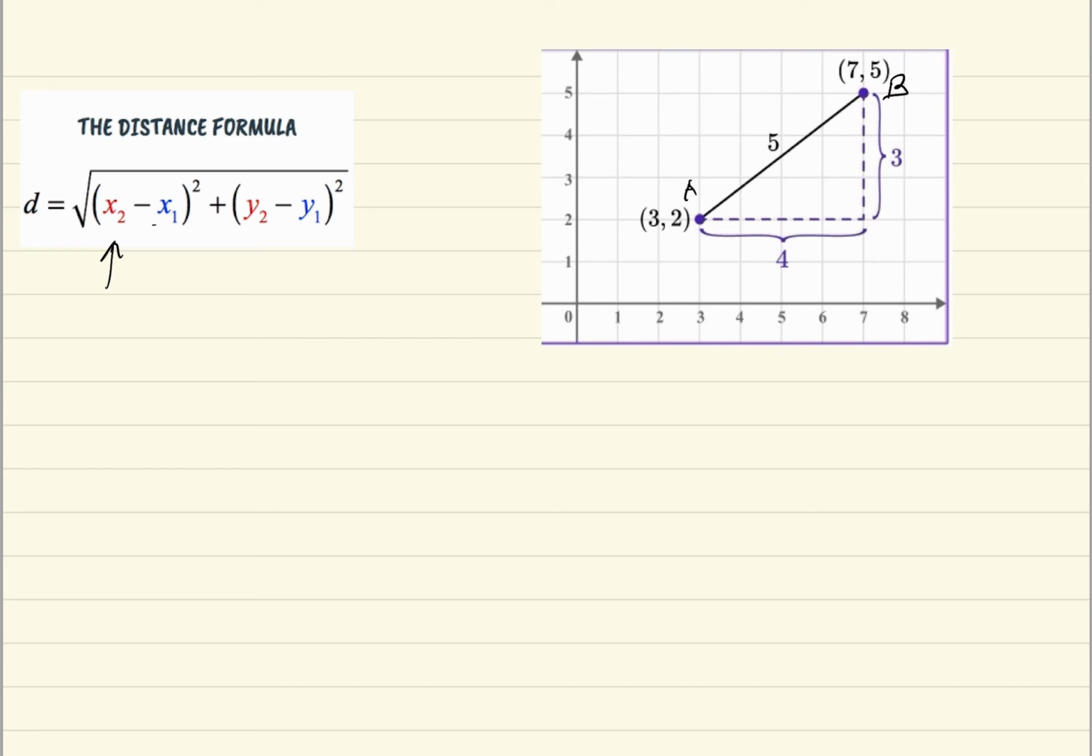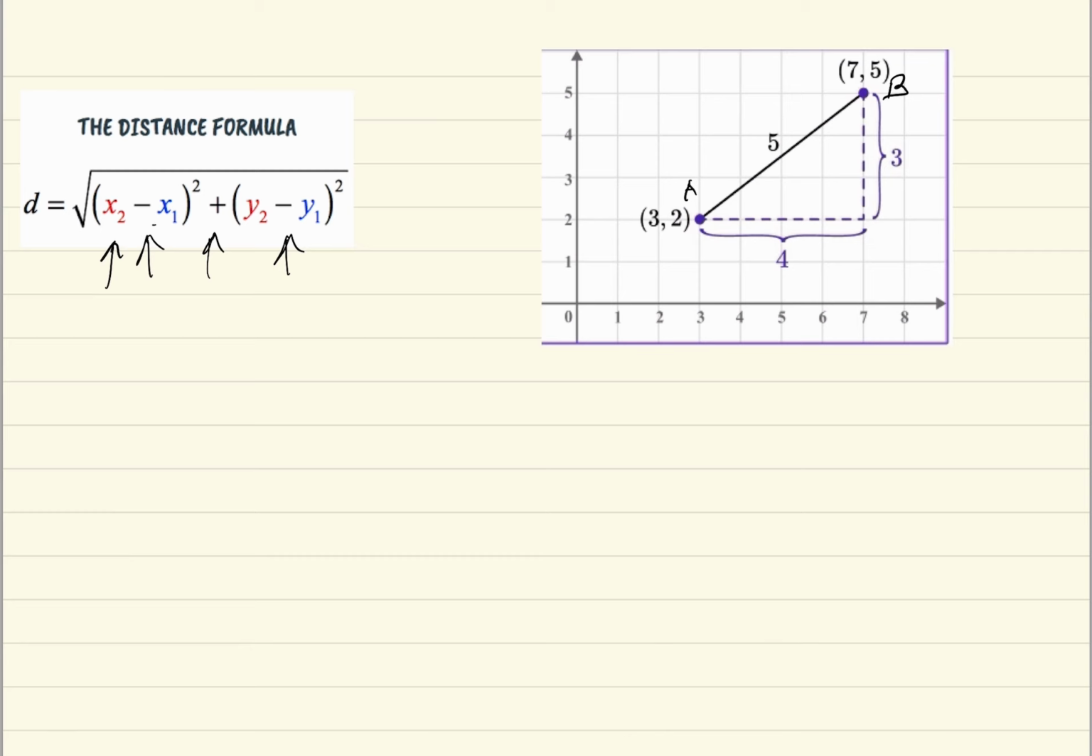This 2 basically means squaring it. And then once you've done that, you find the square root of those numbers. Once you've solved this and solved that, you add them together and then find the square root of that. So we're going to use this example here to find the answer.